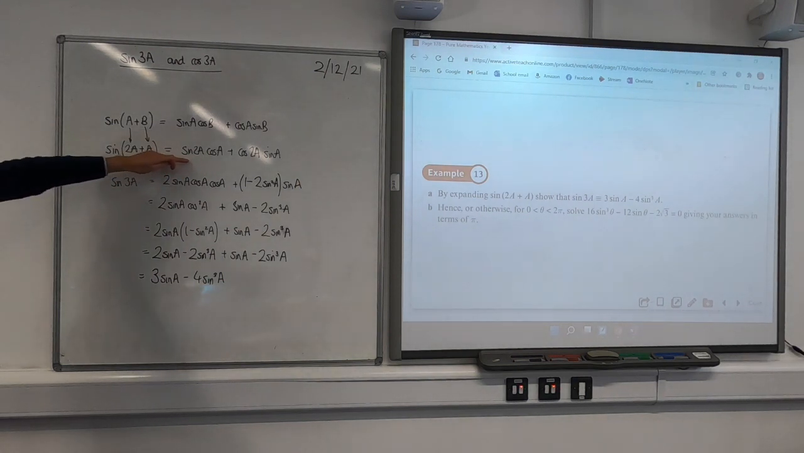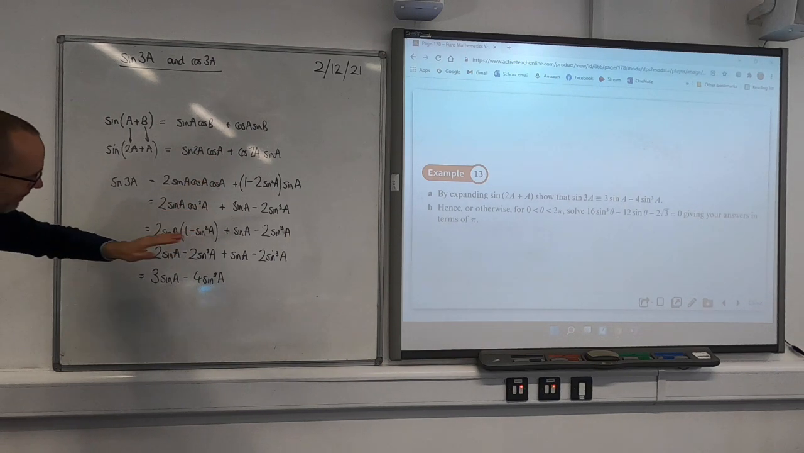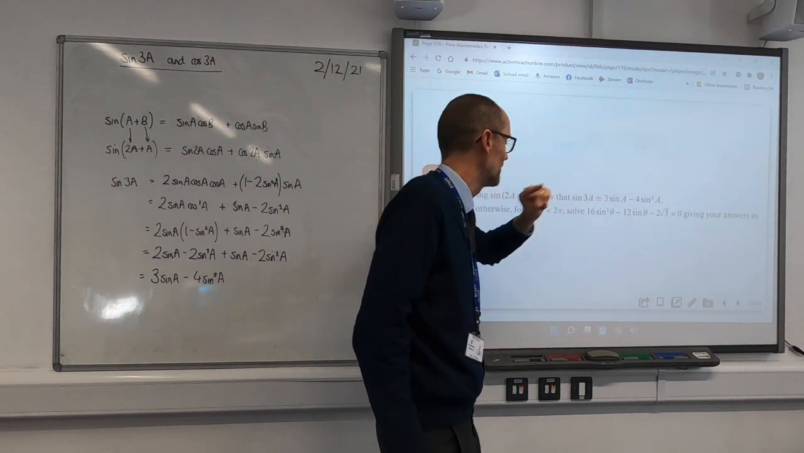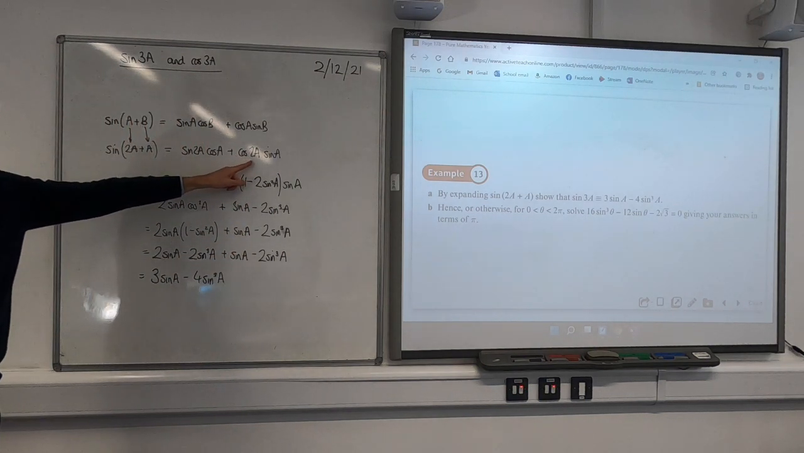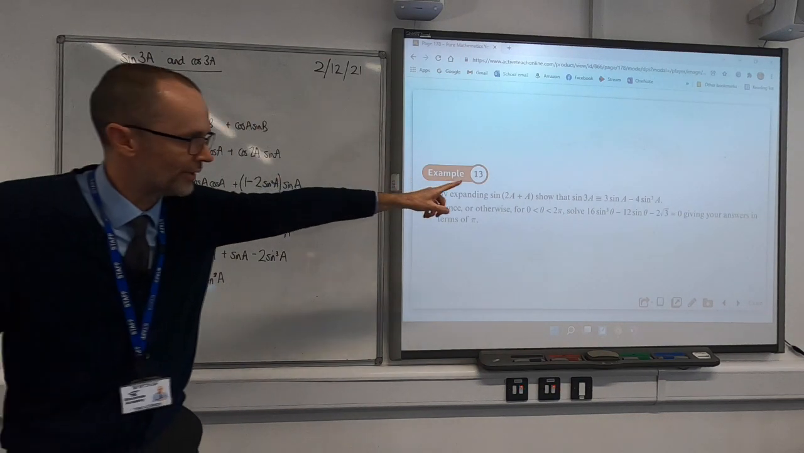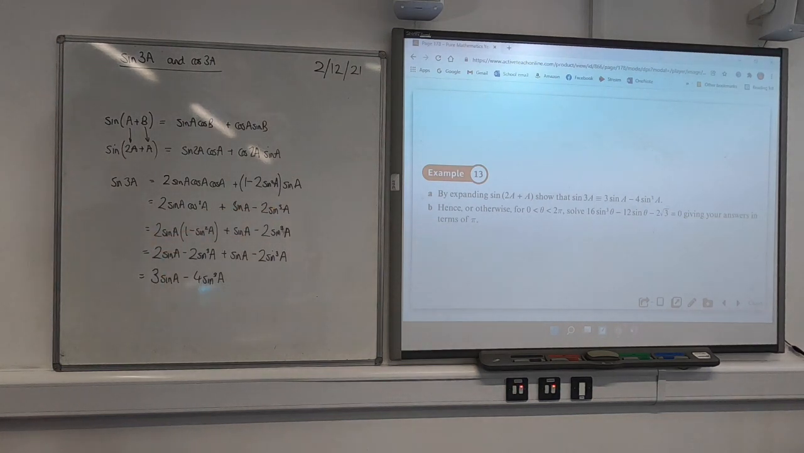So sine 2a is 2 sine a cos a. Multiplied by the cos a that's already there gives me the cos squared a, which I replace with 1 minus sine squared a. Why did I replace it? Well, because I've only got sines in my answer. Over here, cos 2a, I replace with 1 minus 2 sine squared a. How did I know to choose that one? I've only got sines in my answer. Multiply that out, and this one's a little bit nicer because you haven't got the minus in the middle causing you trouble.